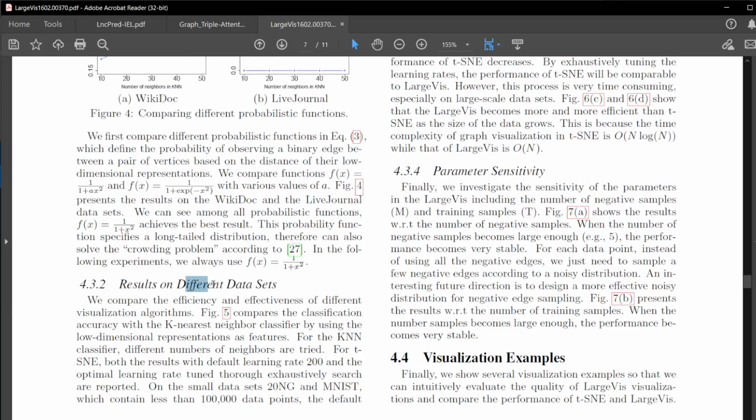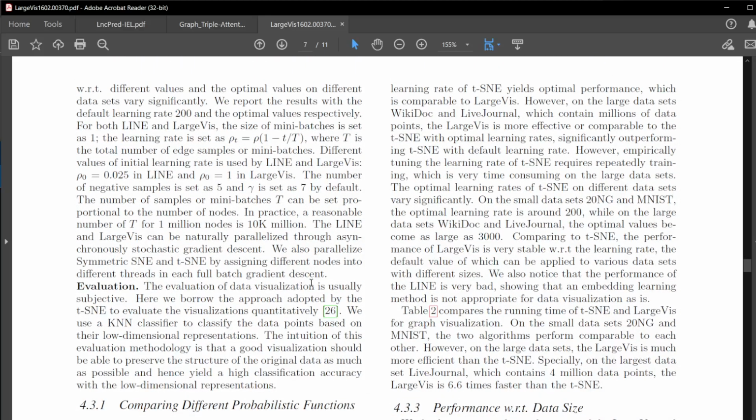4.3.2 Results on different data sets. We compare the efficiency and effectiveness of different visualization algorithms. Figure 5 compares the classification accuracy with the k-nearest neighbor classifier by using the low-dimensional representations as features. For the KNN classifier, different numbers of neighbors are tried. For t-SNE, both the results with default learning rate 200 and the optimal learning rate tuned through exhaustive search are reported. On the small data sets 20NG and MNIST, which contain less than 100,000 data points, the default learning rate of t-SNE yields optimal performance, which is comparable to LargeVis. However, on the large data sets Wikidoc and LiveJournal, which contain millions of data points, the LargeVis is more effective or comparable to the t-SNE with optimal learning rates, significantly outperforming t-SNE with default learning rate.